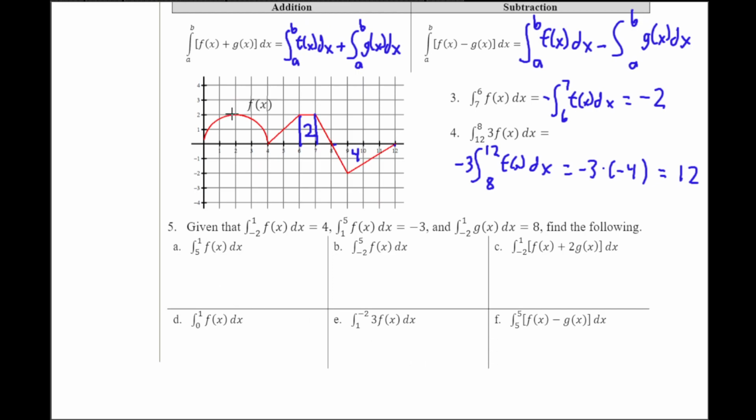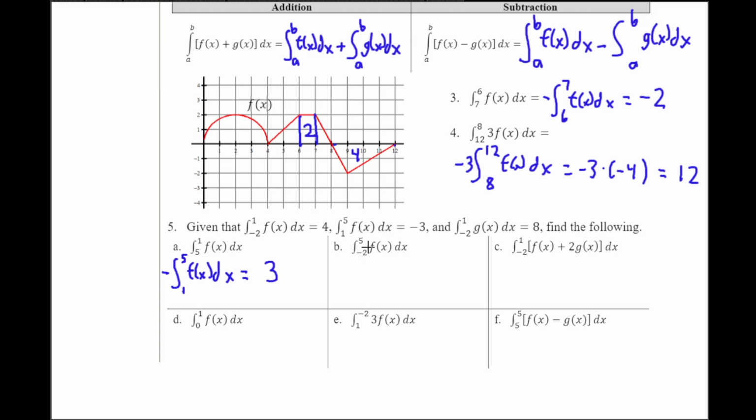So given that the integral from negative 2 to 1 of f of x dx is equal to 4, the integral from 1 to 5 of f of x dx is negative 3, and the integral from negative 2 to 1 of g of x dx is 8, find the following. This is the integral from 5 to 1 of f of x dx. Again, we can rewrite that as negative, switch the order, 1 to 5 of f of x dx. And that is just equal to negative 3, which is a positive 3.